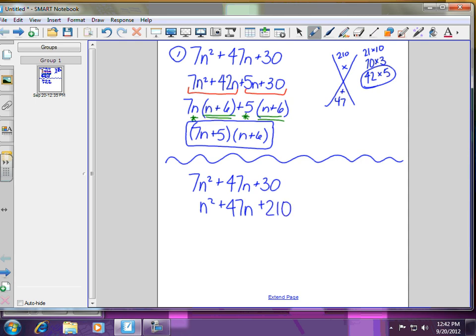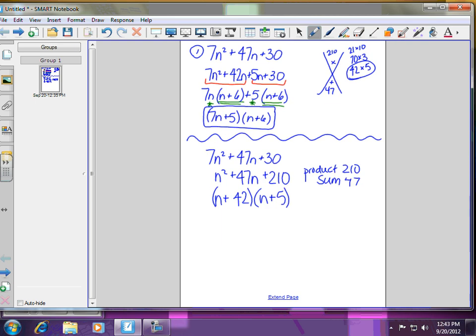I'm going to factor that. And I kind of need to think like I did up above. I need a product of 210 and a sum of 47. So you kind of have to go through the same thought process as you do with the X, and you would get n plus 42 and n plus 5. Okay? Now here, I multiplied by 7. So to reverse that process, I need to divide by 7. And I would get n plus 42 over 7 and n plus 5 over 7.